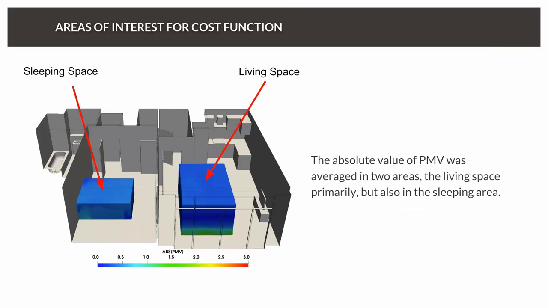And that's very important now, because the question is, where do we want to apply this criterion? Where do we want to check how big the PMV is? We could apply it to the full building, which doesn't really make sense, because usually in the higher areas of the building, the rooms don't have any persons inside. So we defined these areas where we will evaluate the PMV: inside the sleeping space and the living space.